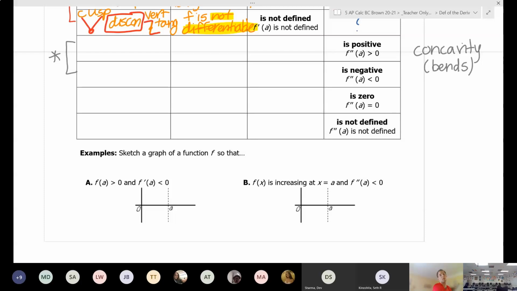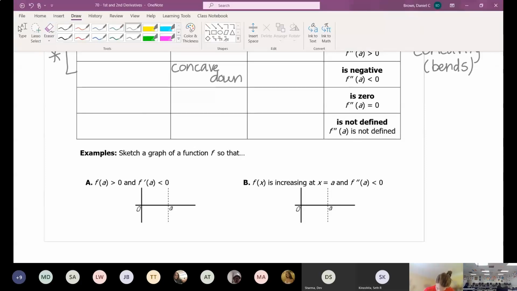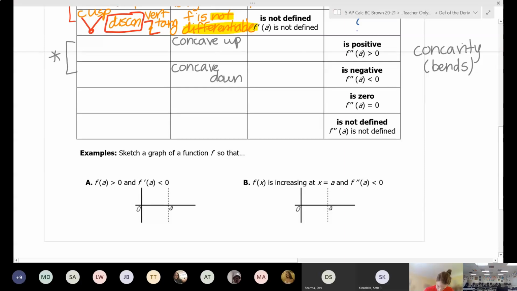If the second derivative is positive, then we're going to say the graph is concave up. If the second derivative is negative, we're going to describe that as concave down. I will often in this class abbreviate those, and you're more than welcome to as well, because we'll use them a lot. Concave up, CC up arrow, concave down, CC down arrow.